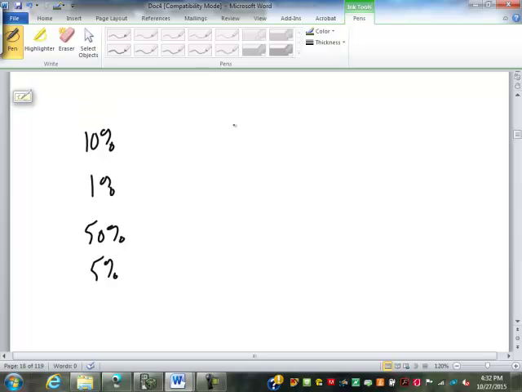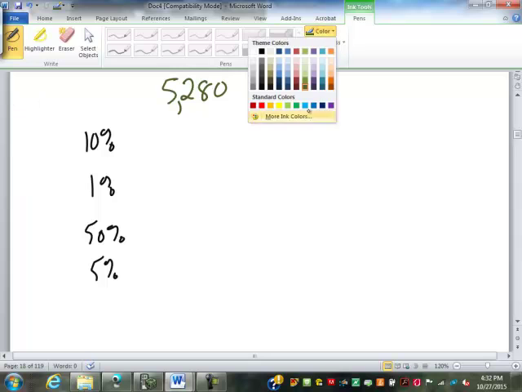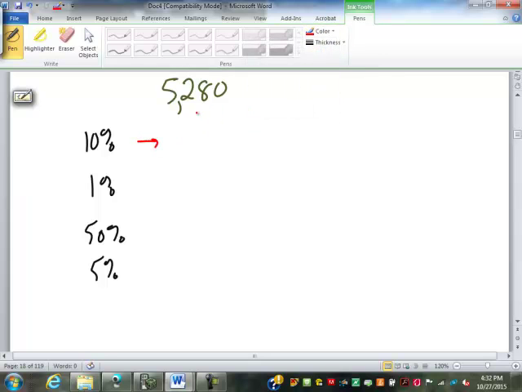So let's say we are looking at the number 5,280. What's 10% of that number going to be? 528. So 10%, remember, is just moving the decimal point over one spot, or dividing by 10. What's 1% of 5,280 going to be? Careful. 52.8 is 1%. Right? So 1% is 1 out of 100, or dividing by 100, or moving the decimal point 2 spots.